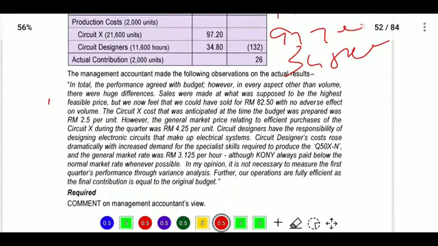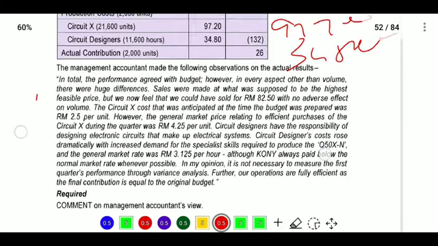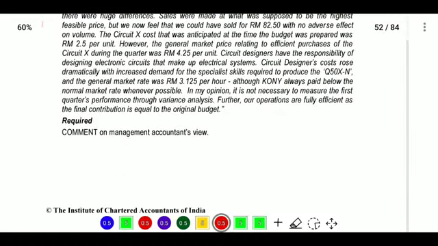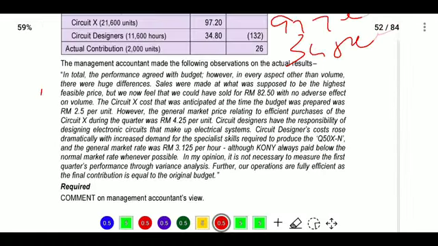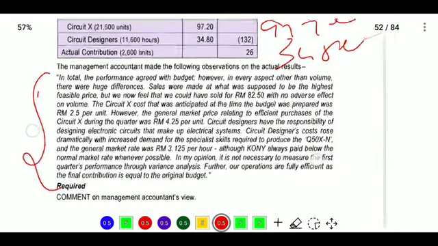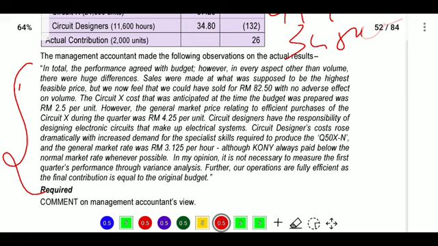The management accountant made the following observations on the actual results. So firstly we will see what is required. Comment on the management accountant. Based on this information we will provide the answer. Now the total performance agreed with the budget. However, in every aspect other than volume there were huge differences.